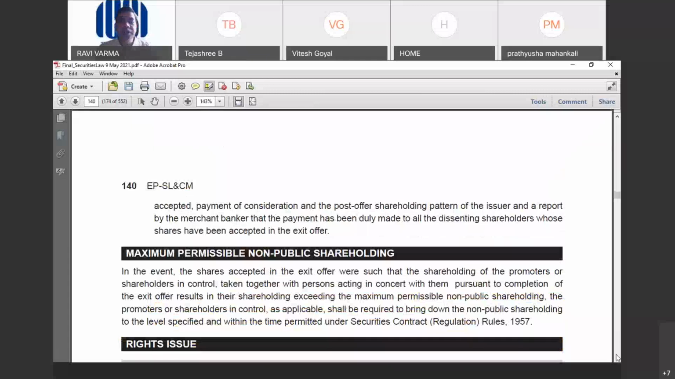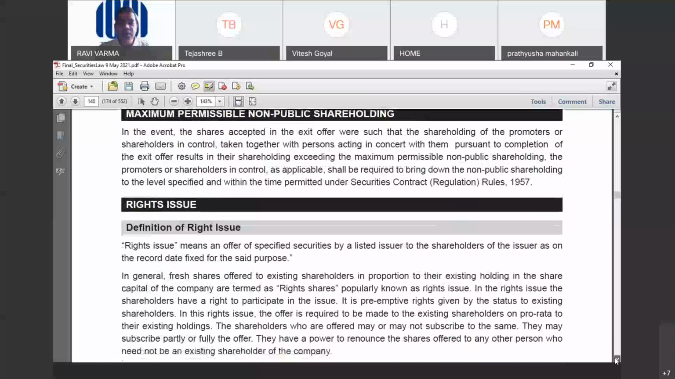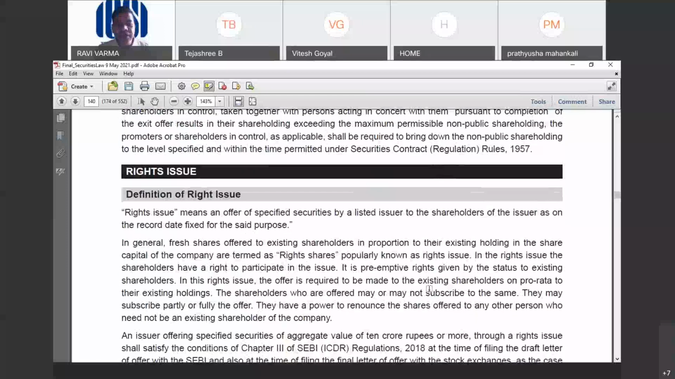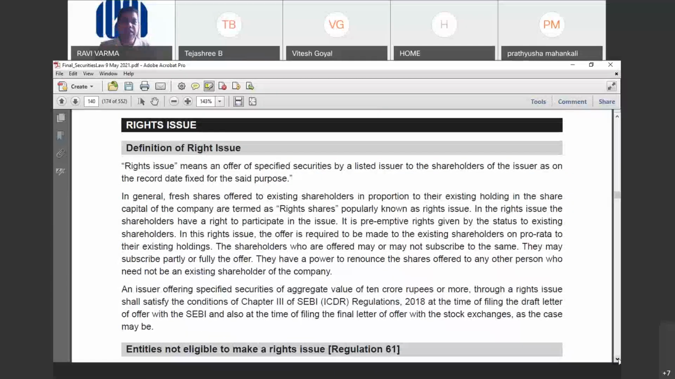140 is all about rights issue. See, the rights issue, your curriculum also doesn't define that. Well, it's very clear. Let's say if you are in the rights issue, you have to decide. See, FPO and rights issue are different. How is it different? In an FPO, you are going to the public. In a rights issue, you are giving only to your existing shareholders.